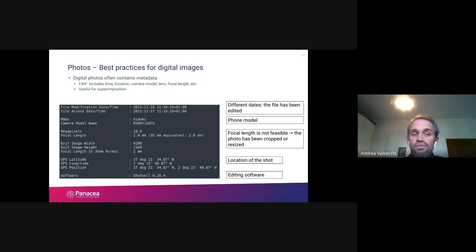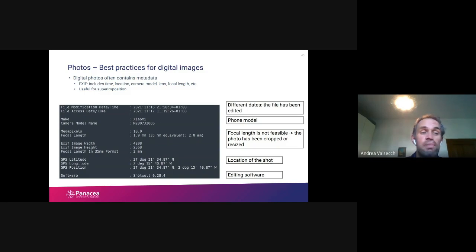Metadata is very useful. Here I'm showing you some of the information you can find in a digital picture. Those are called EXIF metadata, and you can see, for instance, the time the picture was taken and what camera was used. You can see the focal length, and in this case, the focal length is supposed to be 2 millimeters, which I can tell is not a realistic value. No camera will get you a photo with a focal length of 2 millimeters, and that tells me that this picture had been cropped. Okay, so that's very useful.